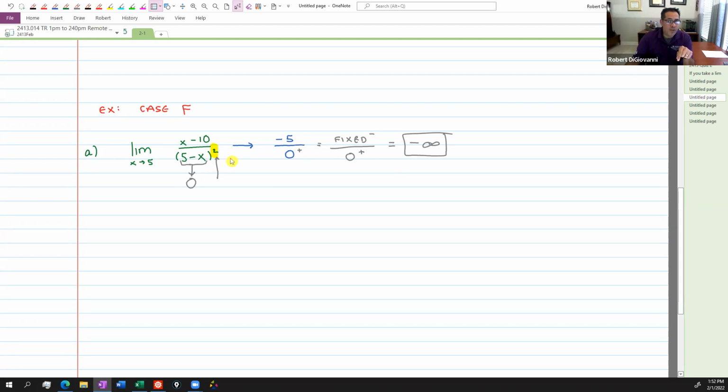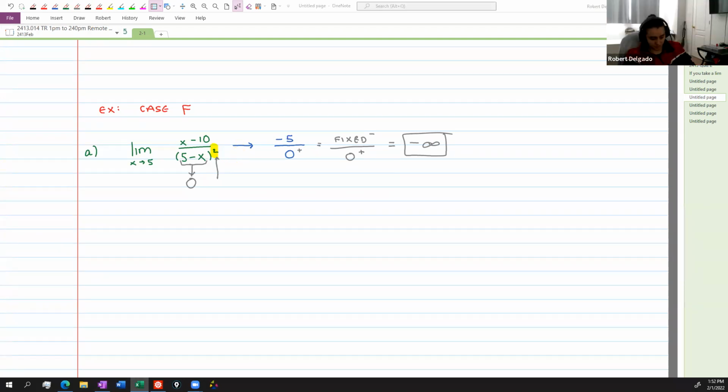What if it had been cubed? What do you think? Wouldn't it be odd, so it wouldn't be guaranteed to be positive? That's right. The bottom wouldn't be guaranteed, which means you'd have to go check it. You'd have to draw your number line and come in from both sides. And if this was odd, this limit would not exist, because when you did it from the left side of five and the right side of five, you'd get infinity and negative infinity, and they wouldn't match up. So you can only do that if that was an even number, okay? Questions?